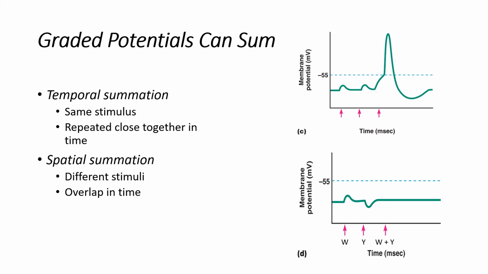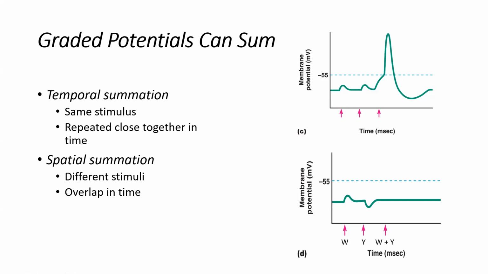I can sum those two graded potentials together, and that may or may not get me closer to threshold, depending on the type of stimuli that they are. If they're both depolarizing stimuli, I can add them together, and that would potentially be a bigger value or a bigger membrane potential change. Spatial summation, on the other hand, is where we have different stimuli.